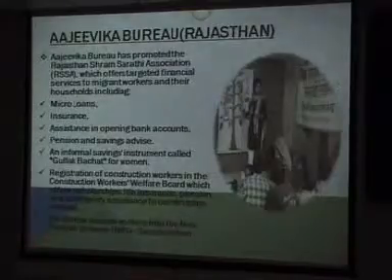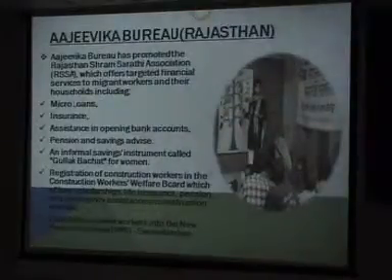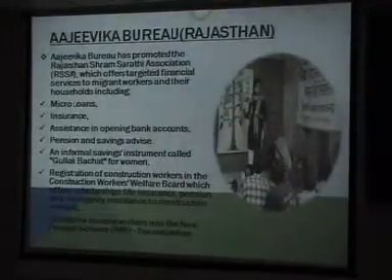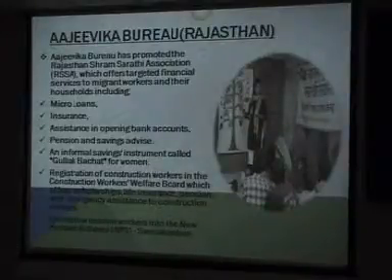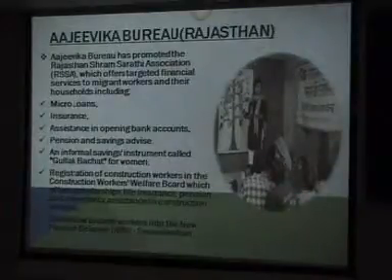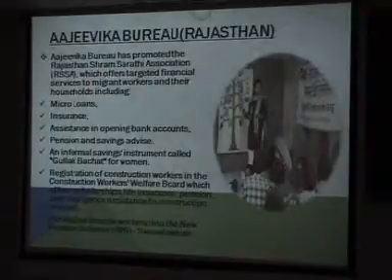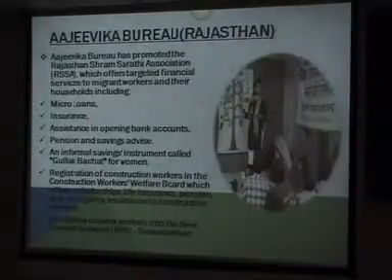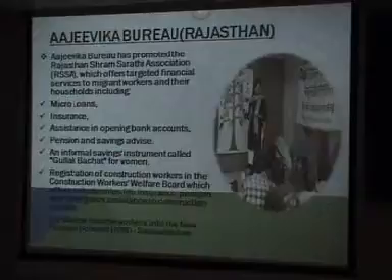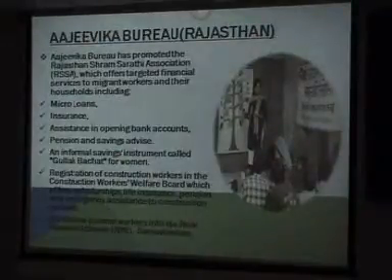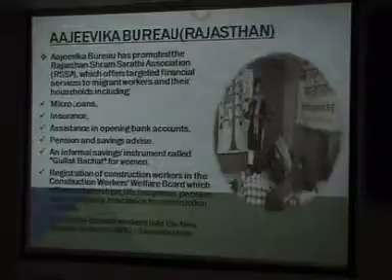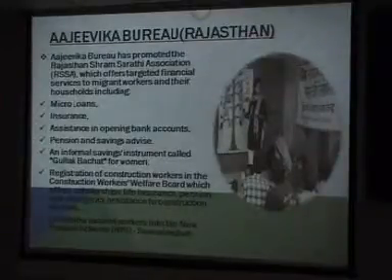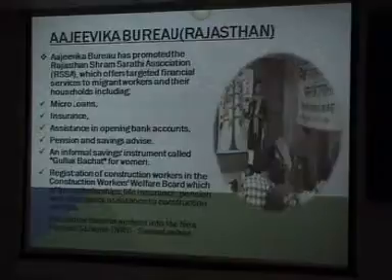I have taken an example of Ajivika Bureau from Rajasthan. It's basically a bureau which works for migrants. It has promoted the Rajasthan Shram Sarathi Association, which offers targeted financial services to migrant workers and their households. They provide microloans, insurance, assistance in opening bank accounts, pension and savings advice. They also have a provision of Gullak Bachat for the women. Then they register workers in the welfare board to get scholarships, pensions, and emergency assistance for construction workers.